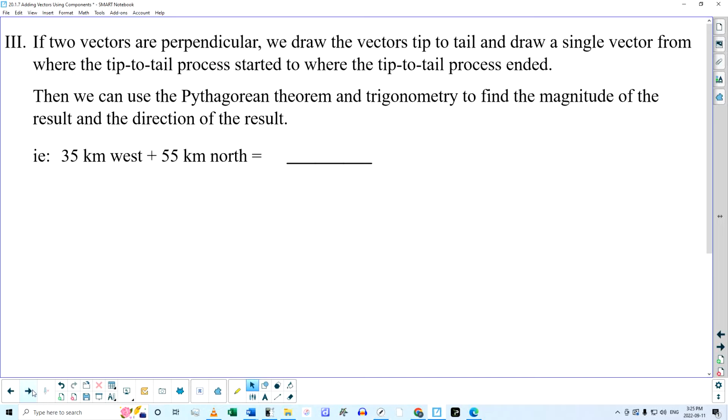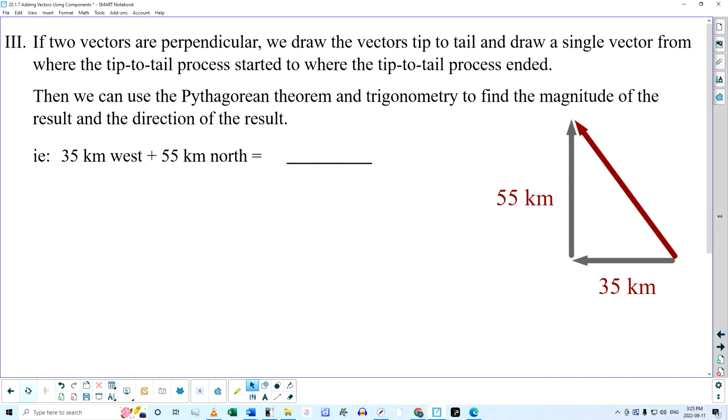For example, if I give you 35 kilometers west and 55 kilometers north, and I say add them, well, they're not in the same direction, so you cannot simply add the numbers together. They are not in opposite directions, so you're not allowed to just subtract the numbers. They're perpendicular, so we draw them tip to tail. My recommendation, which I'll repeat in case you didn't remember it from Friday, is to draw the horizontal vector first. When you're looking at a map, west is to your left, so 35 kilometers west, tip to tail with the north means I draw the north vector starting where the 35 kilometer west vector ended. That hypotenuse is the vector that's the sum of 35 kilometers west and 55 kilometers north.